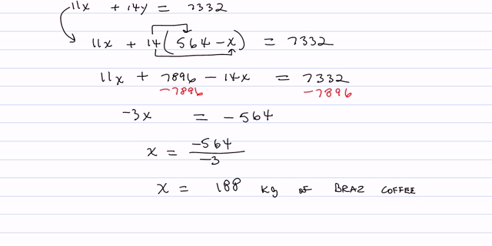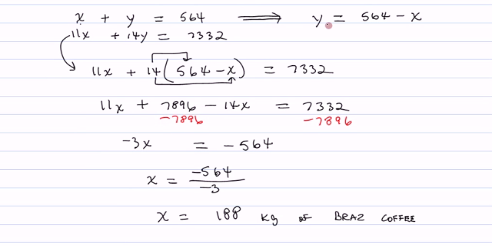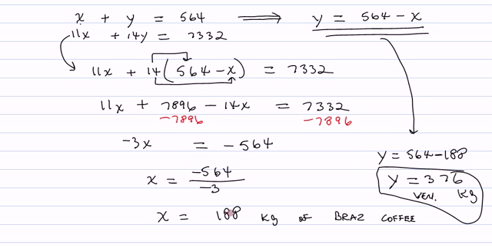Okay, well, how much Venezuelan coffee do we need? Well, we need to find y. The good news is, up here, we have this expression for y. So we know that y is equal to 564 minus x. Well, now we know that x is 188. So y is equal to 564 minus 188, which comes to 376 kilograms. So we have 376 kilograms of the Venezuelan coffee, and 188 kilograms of the Brazilian coffee.